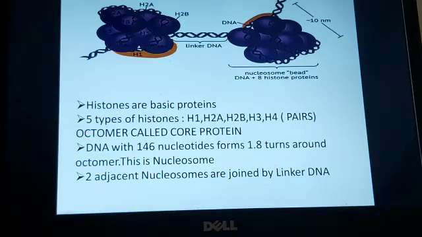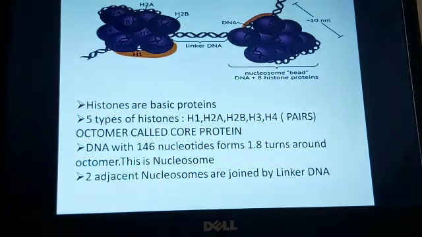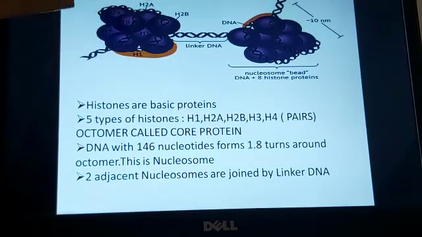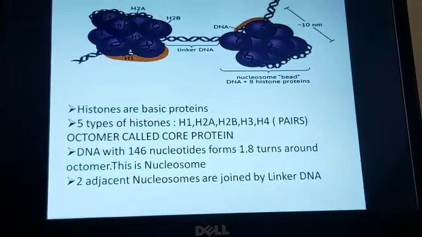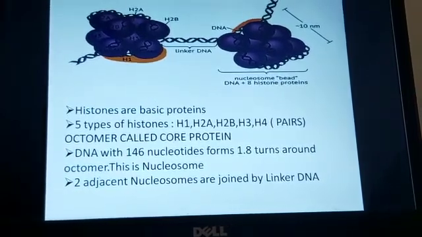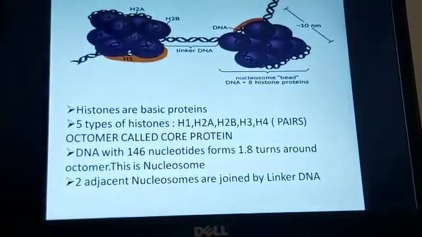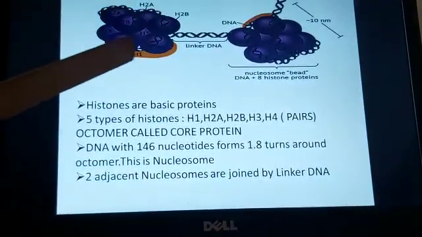That's why you call this an octamer. So here 1, 2, 3, 4. The last four exist as pairs, that's why you call them an octamer. So you can see that histone proteins are present, and around that histone protein your DNA is present. Now the segment of the DNA with 146 nucleotides forms 1.8 turns around the histone octamer. The complex of histones and DNA thus formed is called nucleosome. So this entire structure is called nucleosome.